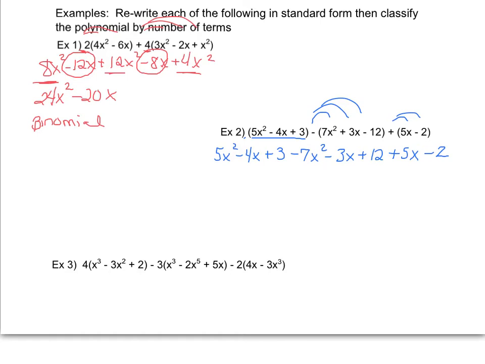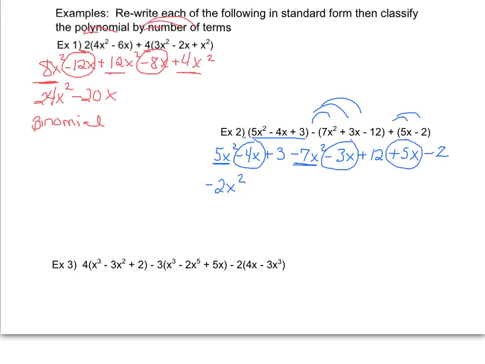Now that I've gotten rid of my parentheses, I can start combining like terms. So let's see, I have a 5x squared here and a minus 7x squared. Putting those together, I get minus 2x squared. And I have a minus 4x and a minus 3x and a plus 5x.